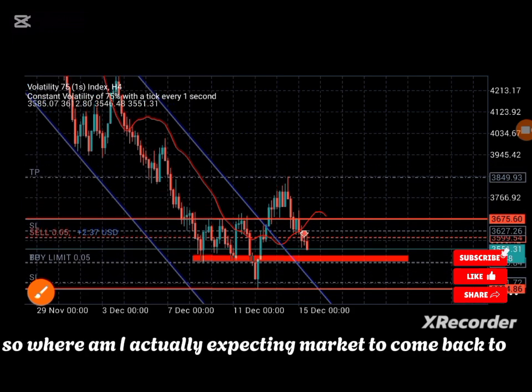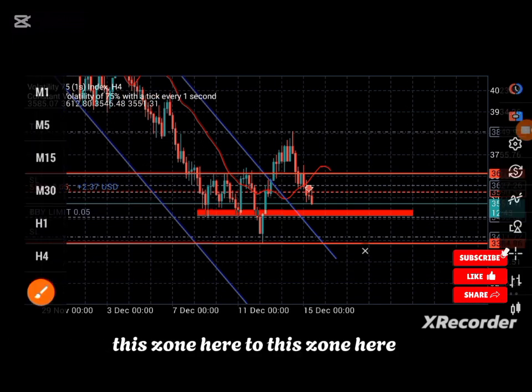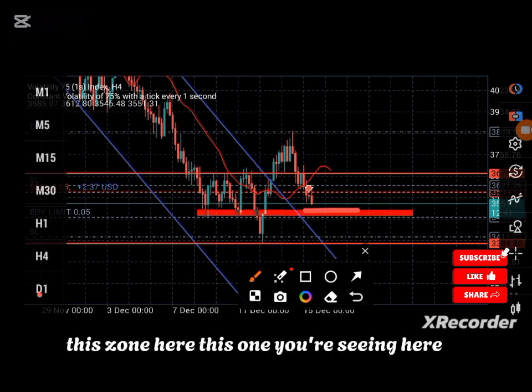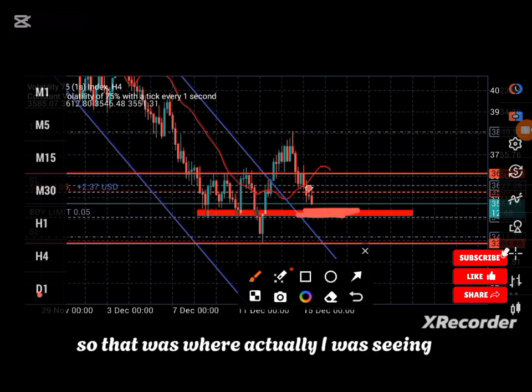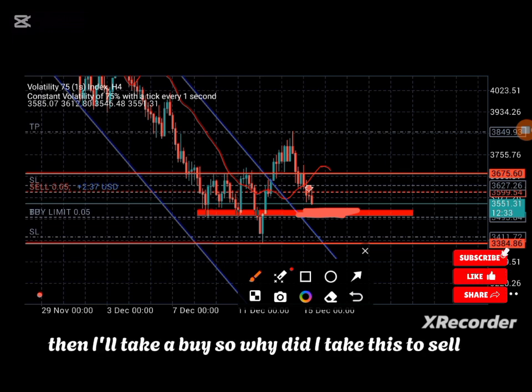So I'm actually expecting the market to come back to this zone here, this zone here, this one you're seeing here. That was where I was looking out for the market to come to, then I'll take a buy. So why did I take this sell?